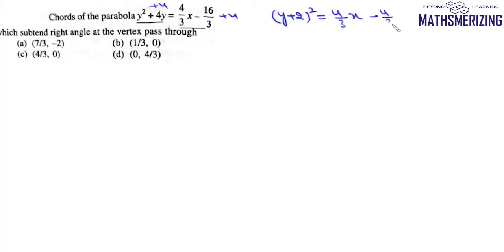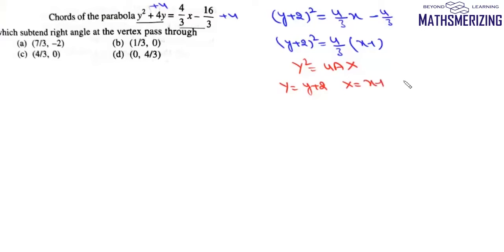So again here it will be 4 by 3, so I'll take 4 by 3 common. I can write this equation as (y plus 2) square equals 4 by 3 times (x minus 1). And I'll compare it with the standard equation, capital Y square equals 4a capital X. So in this case, capital Y is y plus 2, capital X is x minus 1, and the value of a is 1 by 3. Now it says chords of the parabola which subtend a right angle at the vertex pass through a fixed point, and we need to find that fixed point.